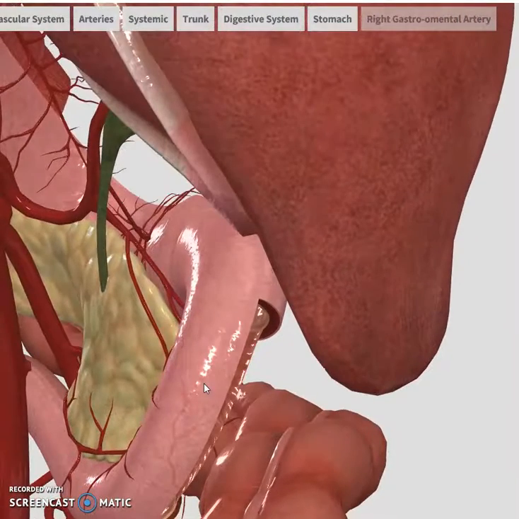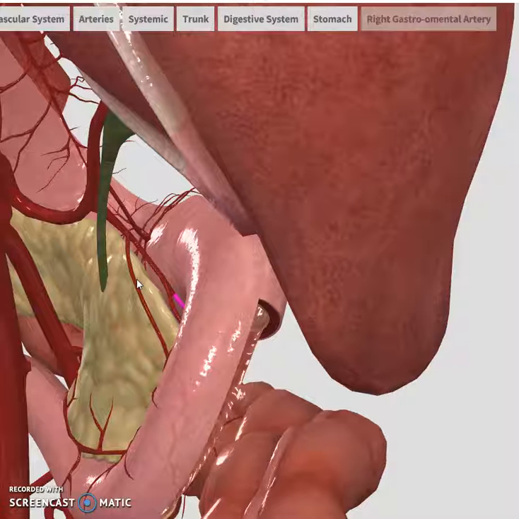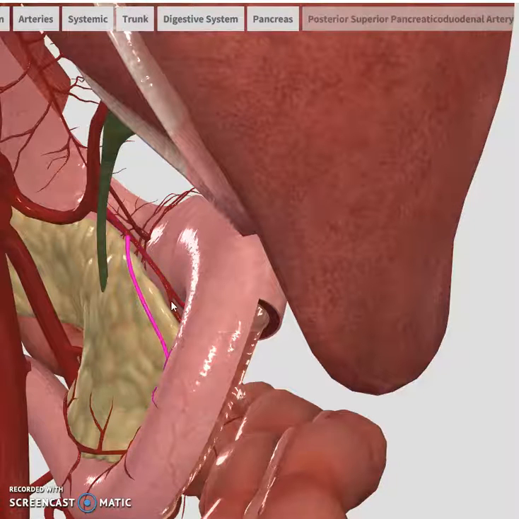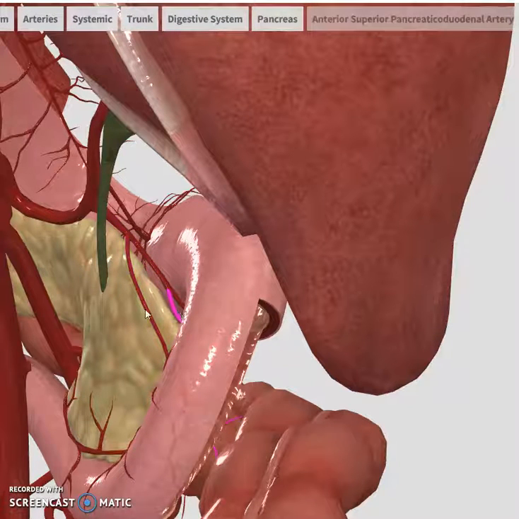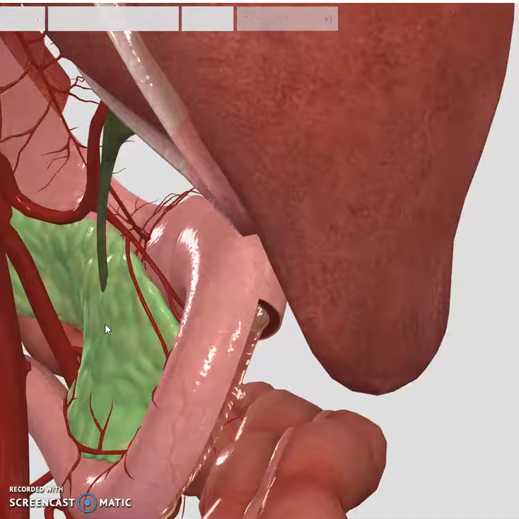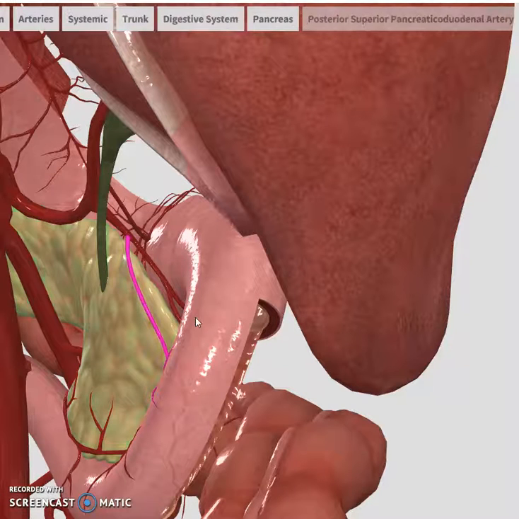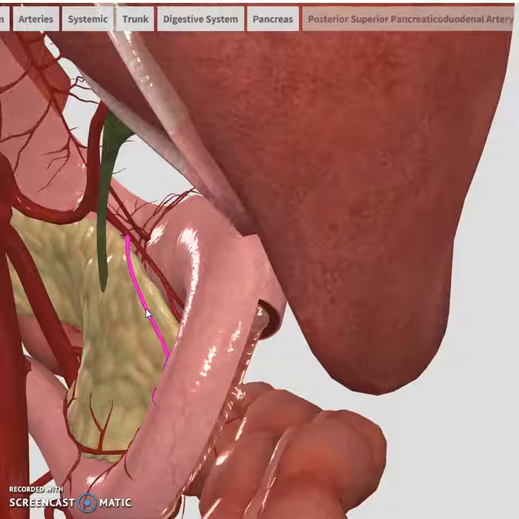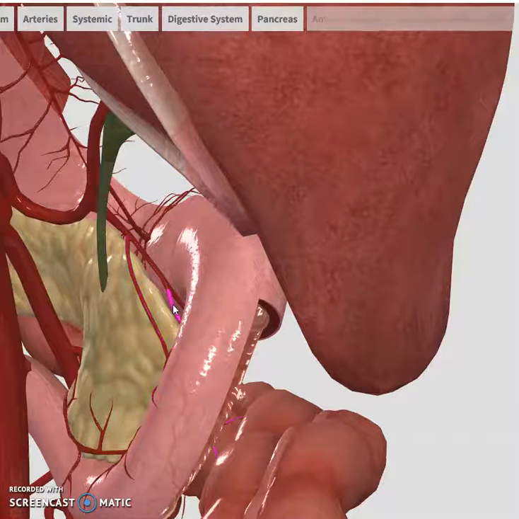this one, the superior pancreatico-duodenal artery. Okay, this is the gastroduodenal artery, and both of these are the superior pancreatico-duodenal artery, going to supply part of the pancreas as well as the duodenum. So this is the pancreas, and the superior pancreatico-duodenal artery has two sides, the anterior as well as the posterior. This is behind the pancreas, so it is the posterior part, and this is the anterior side.